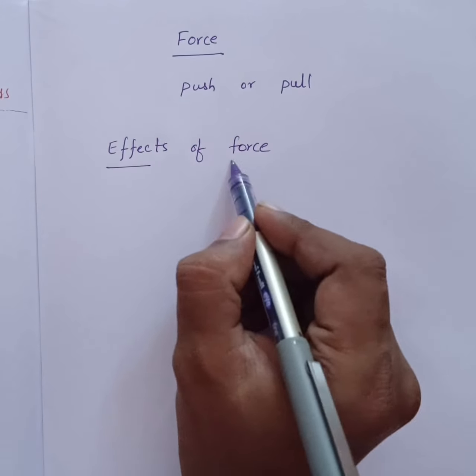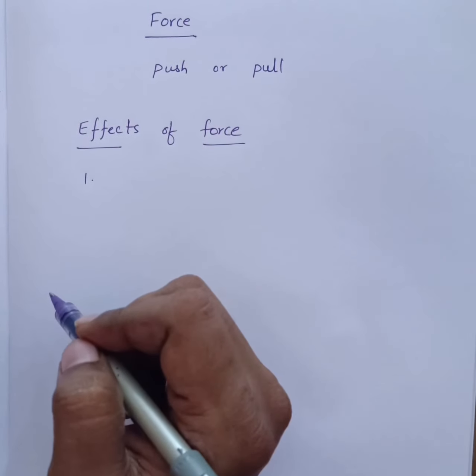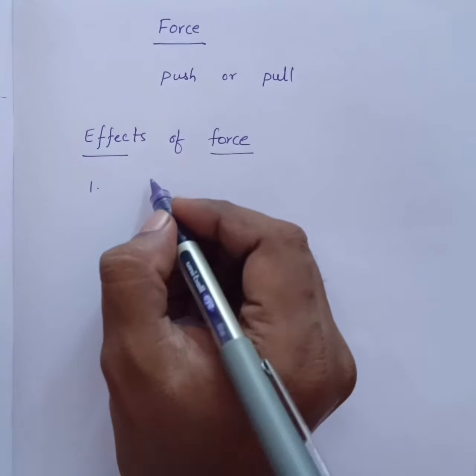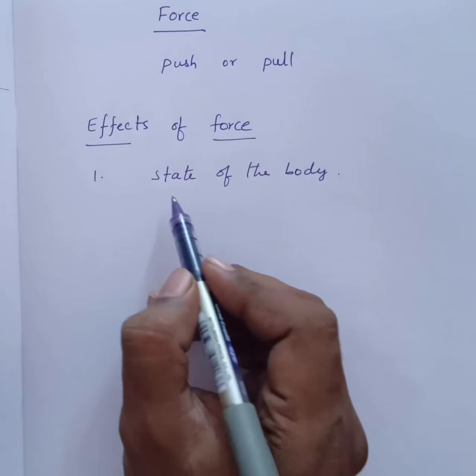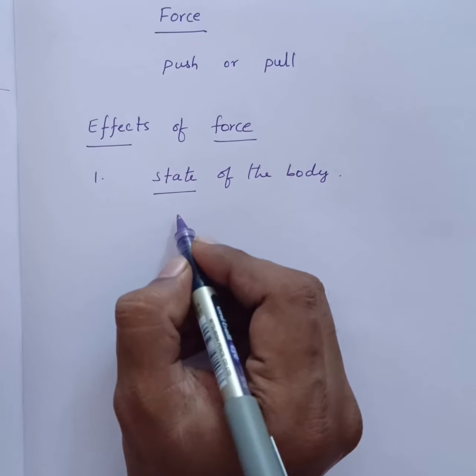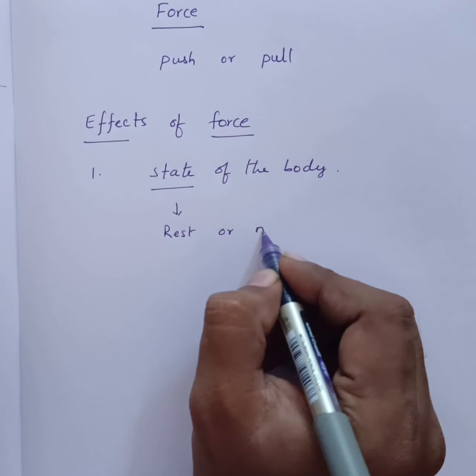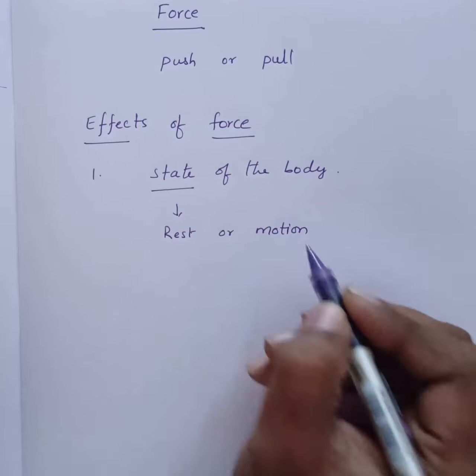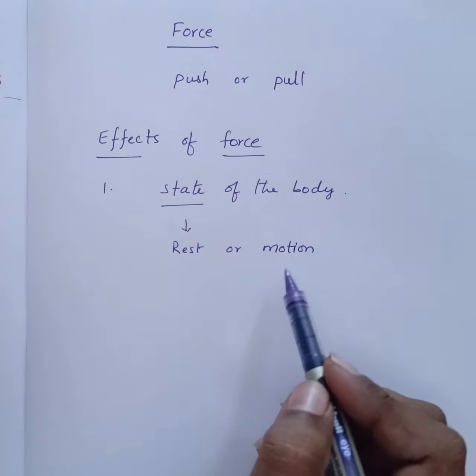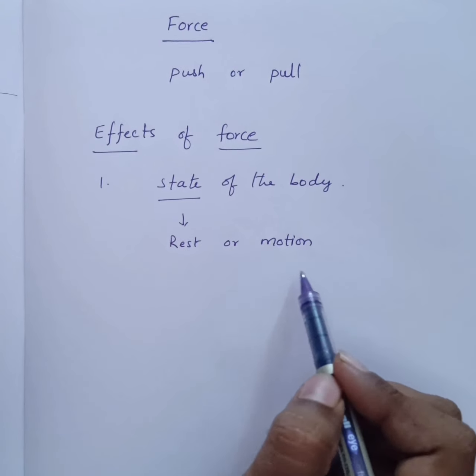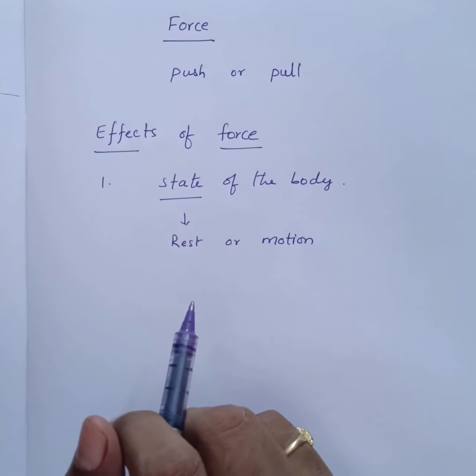Effects of force. First one, force can change the state of the body. Here only I will give the explanation. State means state of rest or motion. If the body is at rest, when we apply force, it will come to motion. If the body is in motion, if you apply force, it will come to rest.